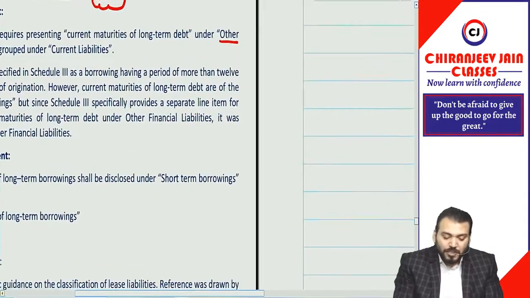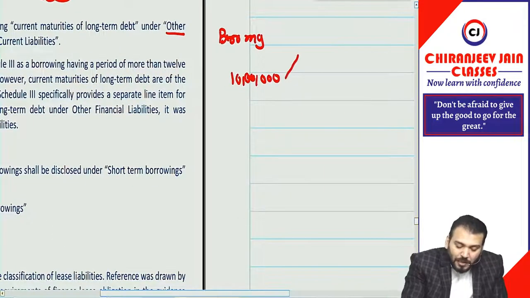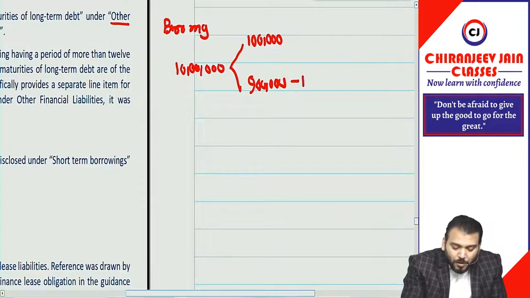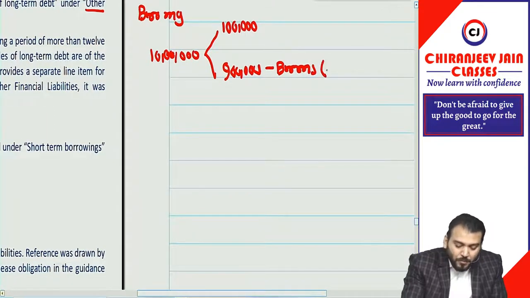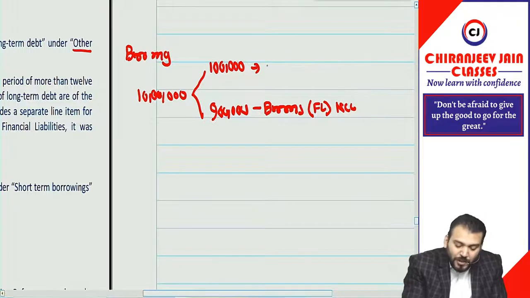Understood? Suppose there is some borrowing and the amount due was 10 lakh. So, we used to find out the current maturities. Current maturities means what is payable within 12 months, suppose 1 lakh. So the long-term portion becomes 9 lakh. This we used to disclose under borrowing, under financial liability, under non-current liability. Correct? And the current maturities we used to disclose under other financial liability, under current liability.